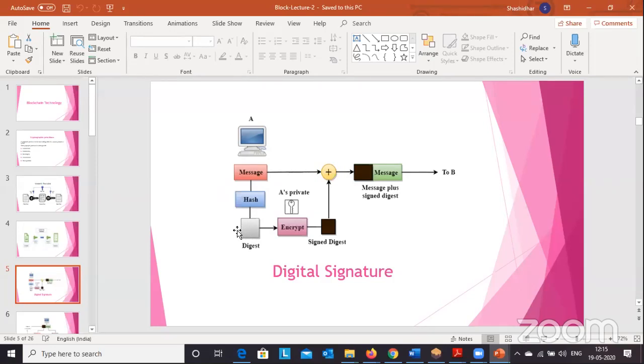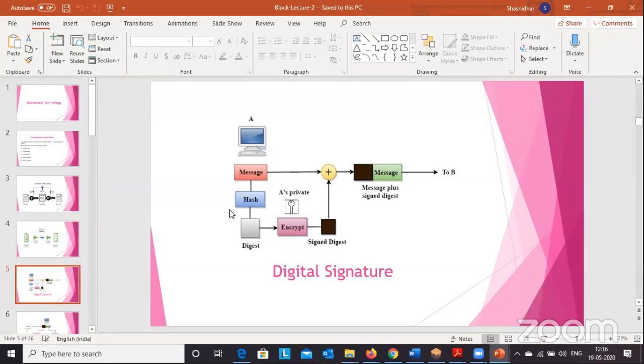Once we get the message digest, it will be encrypted using A's private key. Here we are using public key cryptography. Each user has a private key as well as a public key. To perform the digital signature, party A will use its private key to encrypt the message digest. We get the ciphered digest, and this is called the digital signature.